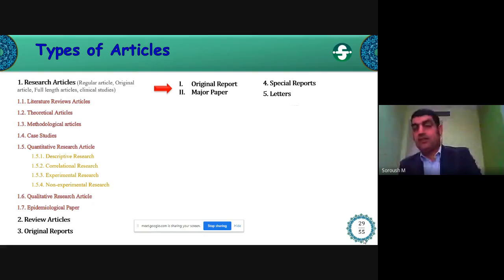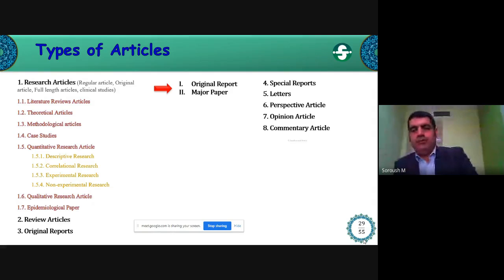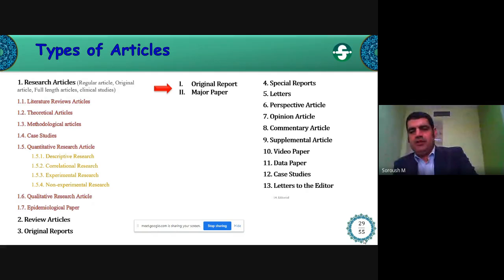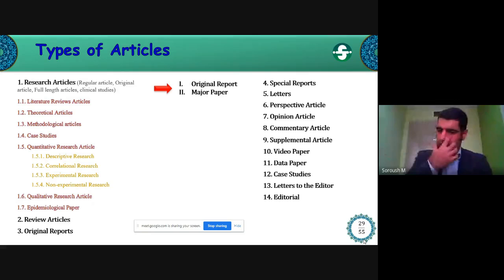And there are a lot more papers. You can see special reports, letters, perspectives, video papers. And I will show you some of these examples in brief, so as to give you some angle about the context and the philosophy of each kind of manuscript.